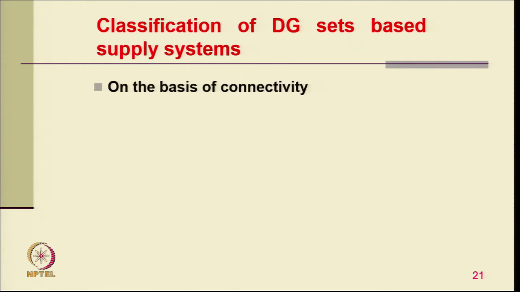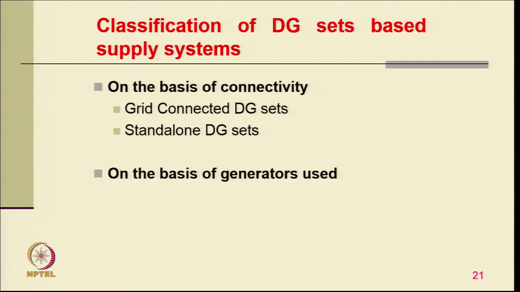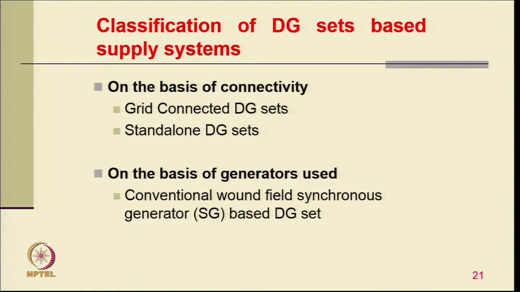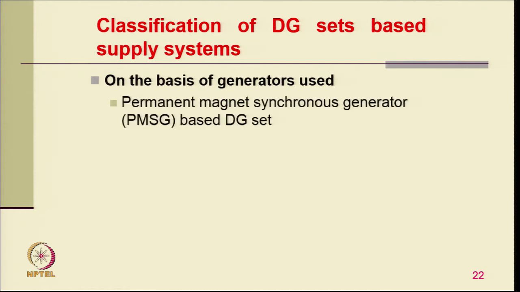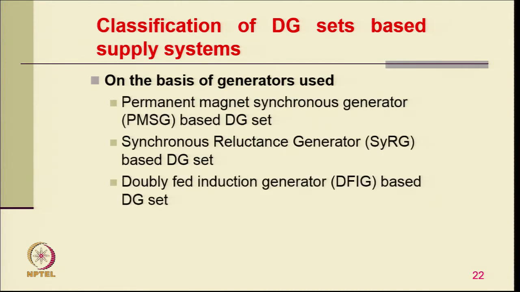on the construction side. And the classification of DG sets is also on the basis of connectivity, like grid connected DG set or standalone DG set; on the basis of generator used, like conventional synchronous generator, wound field synchronous generator, self excited induction generator; and the classification on the basis of generator used, permanent magnet synchronous generator and synchronous reluctance generator.